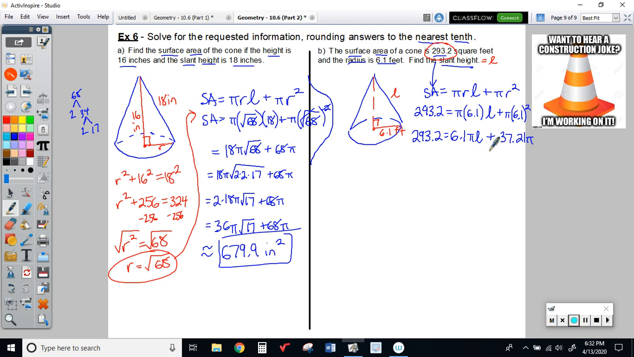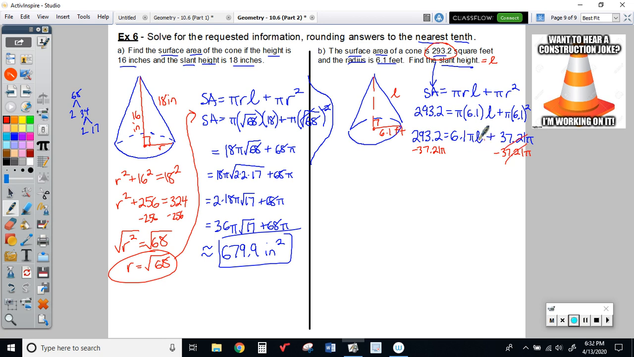So from there, there's a couple approaches you could take to this. You could divide everything by pi. Or you could notice this is really just a decimal number. It's that times pi, which is just a decimal that goes on forever, an irrational number. We could subtract that from both sides. So I'm going to subtract 37.21 pi from both sides. That would go away there then.